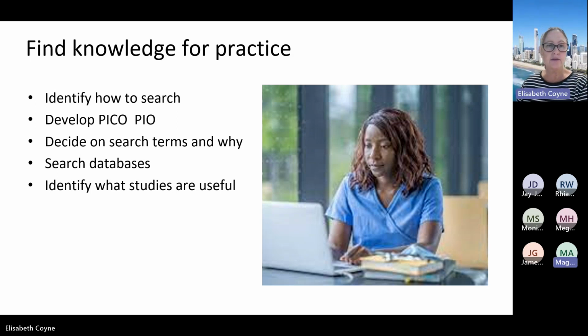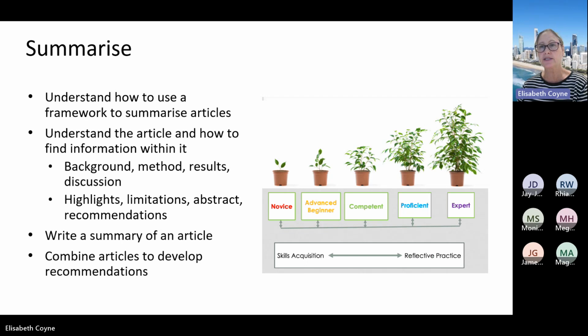So the next course objective was this ability to summarize. You can see here that hopefully you're moving from novice to advanced, and hopefully you're becoming what I would now consider competent in the ability to summarize and to identify what parts are in an article.